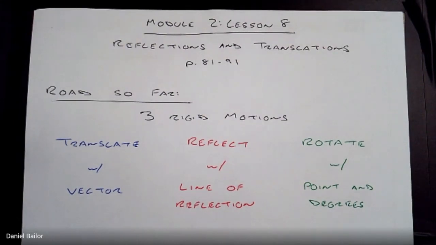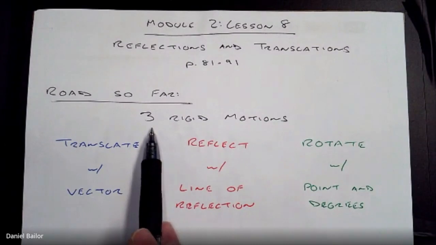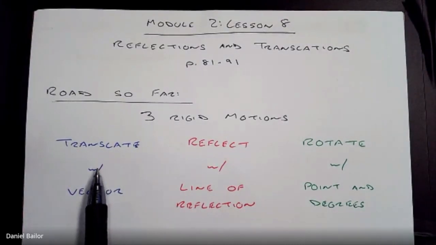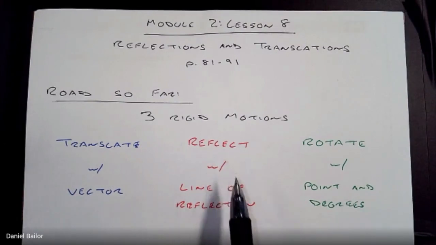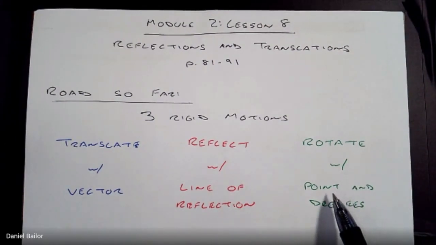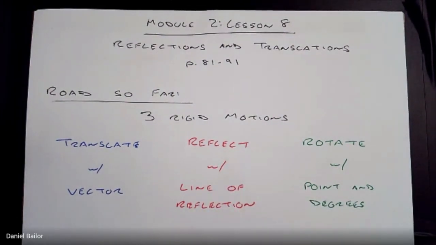Okay, so Module 2, Lesson 8, Reflections and Translations. So far on the road, we've talked about the three rigid motions. We have translate, also called slide, where we use a vector. We have reflect, where we use a line of reflection. And we have rotate or spin, where we use a point to rotate around, and degrees tells us how far to rotate. So those are the three types of rigid motions: slide, flip, and spin. We've talked about all three of these for 7 lessons so far, so you should have a pretty good idea of how to do them with the transparency and how to follow the rules, because we've practiced these quite a bit.